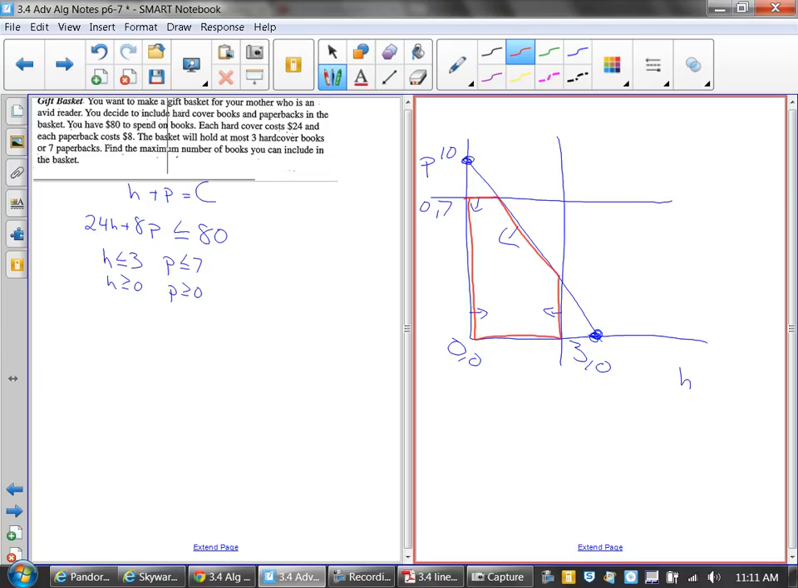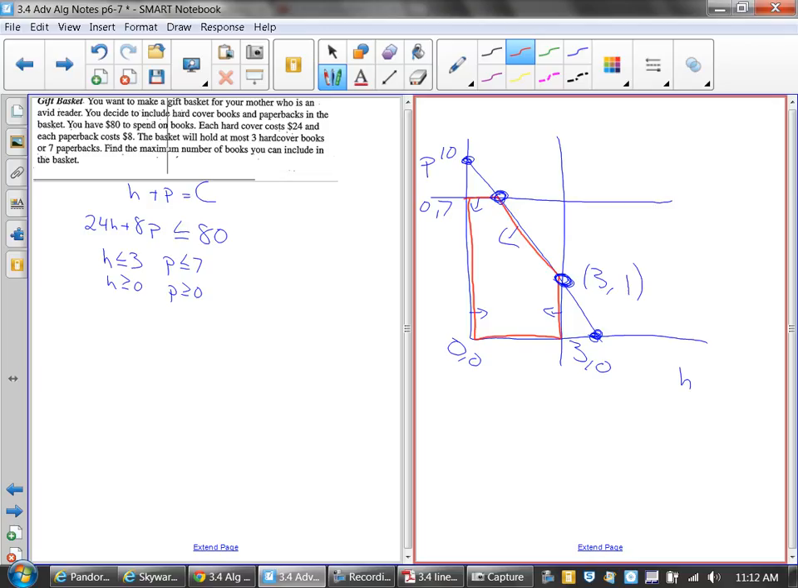Now, in order to figure out these ordered pairs is where the 2 lines intersect. Well, you know one of those lines intersects because it's x equals 3. So I know that the x coordinate here is 3. All I gotta do is substitute in. What's 3 times 24? 72. 80 minus 72 is 8. What's 8 divided by 8? 1. There's your ordered pair.